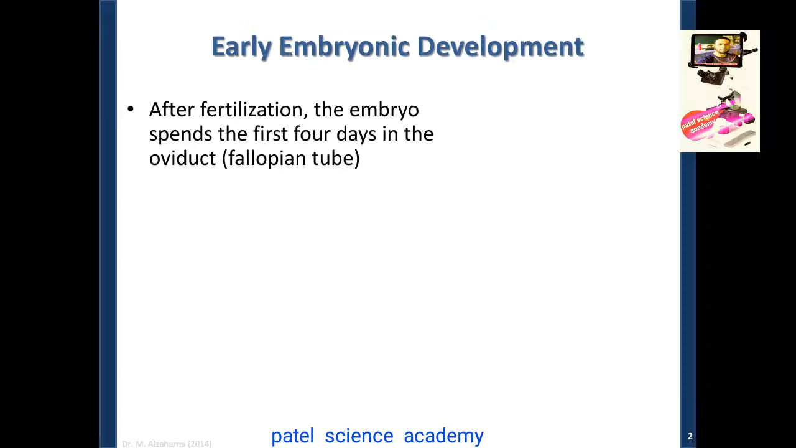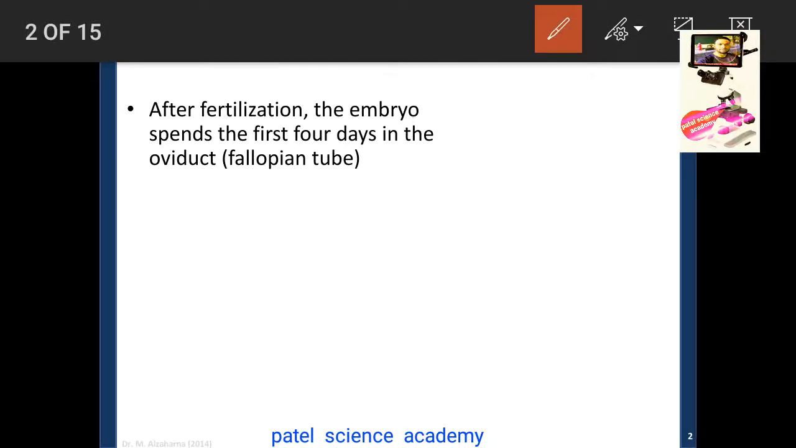After fertilization, the embryo spends the first 4 days in the oviduct, that is, in the fallopian tube. As you know, fertilization is the process of fusion of the male gamete with the female gamete, and after fertilization the embryo, the developing next generation, spends the first 4 days in the fallopian tube, a part of the female reproductive system.